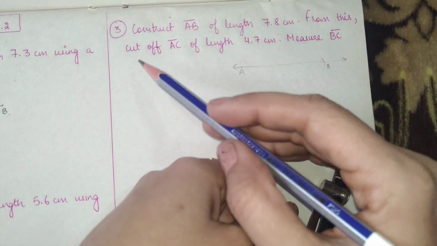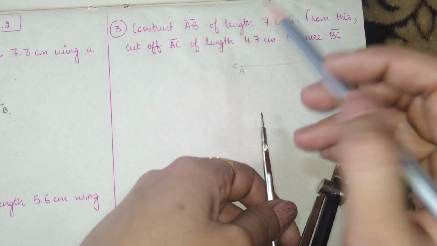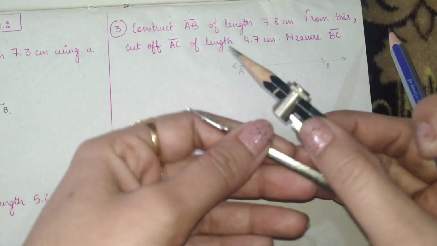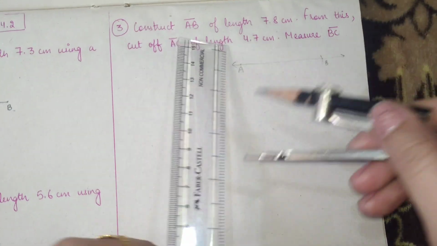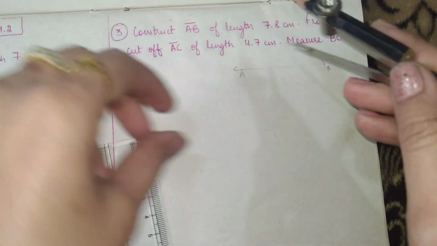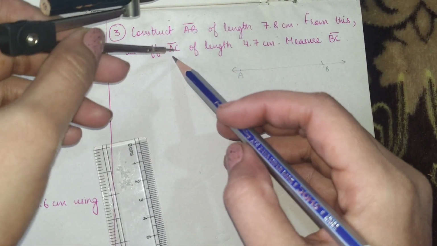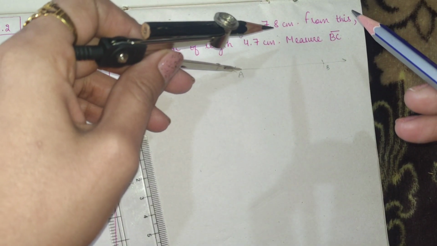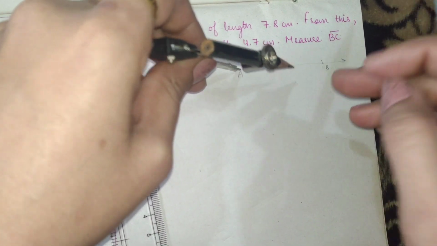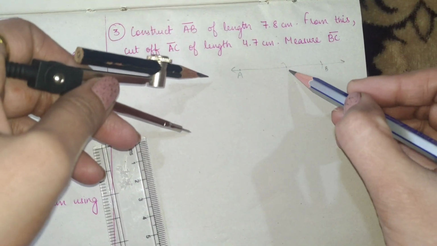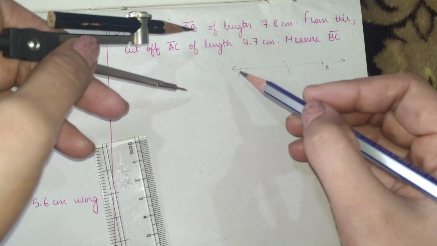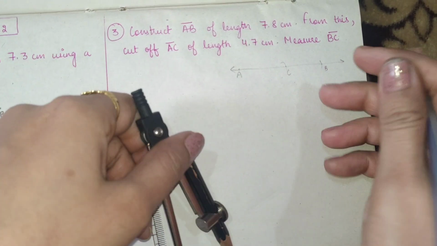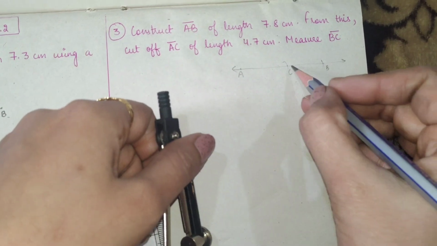Second part, for the second part you need to cut off AC of length 4.7 centimeter. Then again you need to measure 4.7 centimeter on the compass. Okay, like this, 4.7 centimeter you'll measure, and then you need to cut off AC. So A needs to be there. So we'll start from A, and then we'll draw another arc and we'll name it as C. So now we have cut off the line segment AC, which was of 4.7 centimeter. Now we are left with BC, that you need to measure.